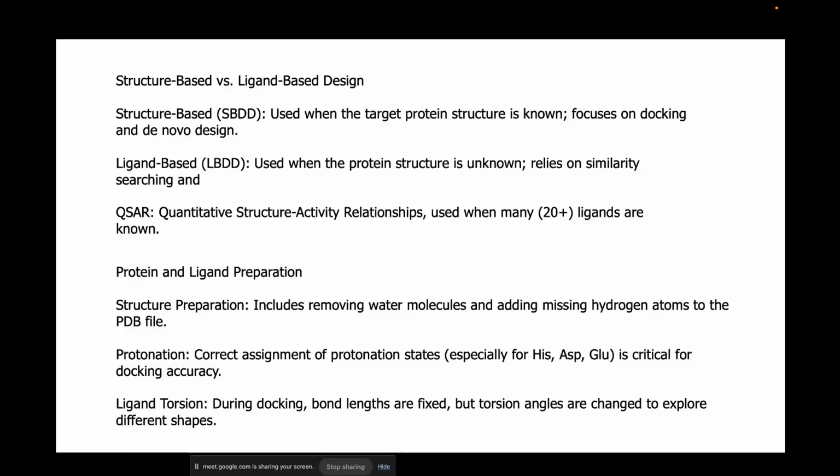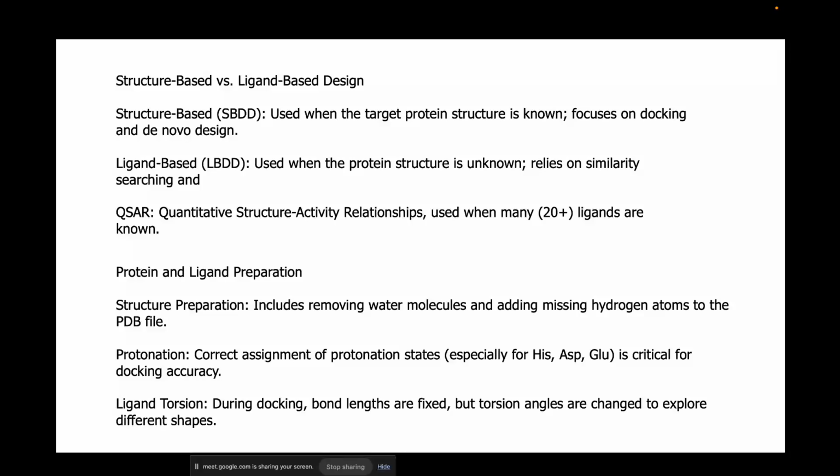And the second is ligand based design, used when the protein structure is unknown. It relies on similarity and searching. And the third option is QSAR, which is quantitative structure activity relationships, which is another technique used when many ligands are known. So either you know the structure of the ligand or you know a similarly structured ligand, and then you design your drug based on that, right?